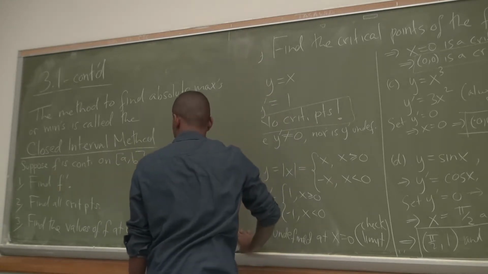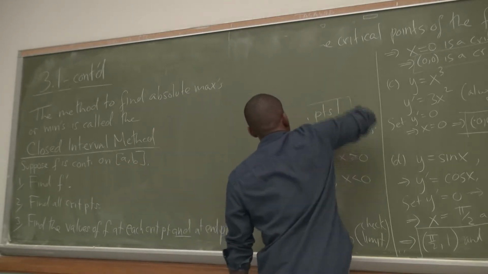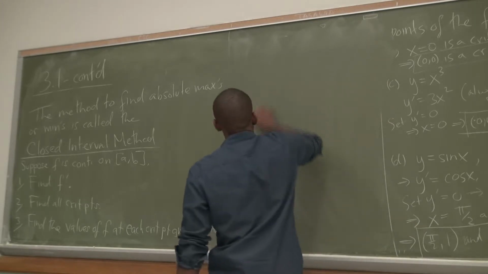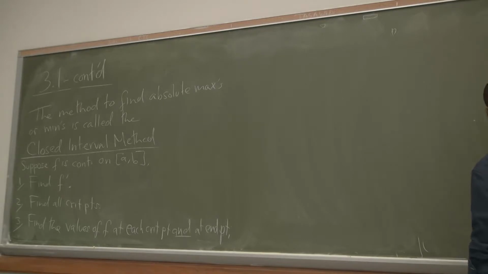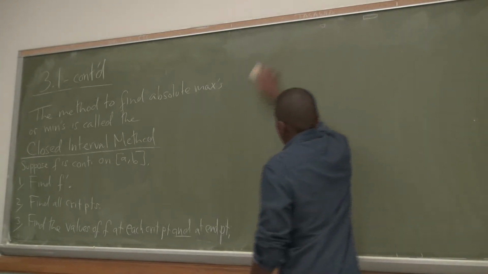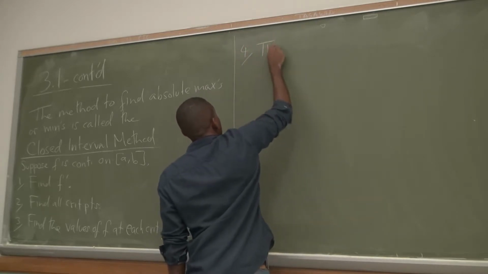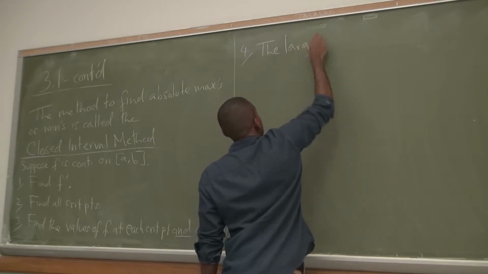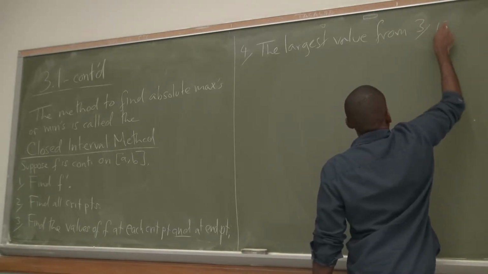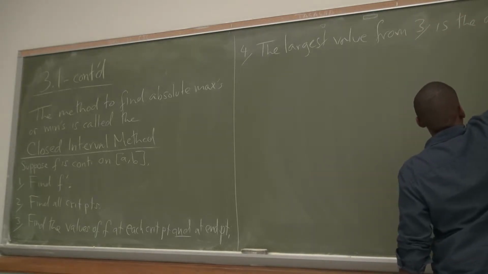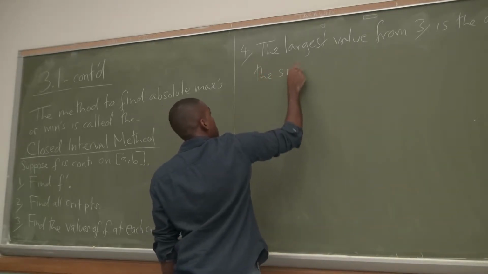What do you mean by endpoints? The endpoints of the interval, at a and b. And the last step is to make your conclusion. The largest value from step 3 is the absolute max. The smallest is the absolute minimum.